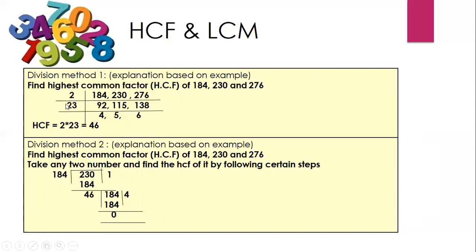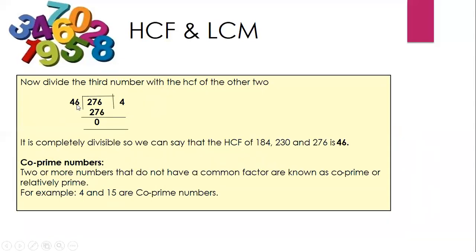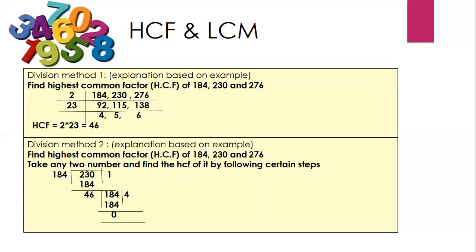Now if we are unable to get the 23, we can use the step method. For example, find the common factor of 184, 230 and 276. Take any two numbers. Then we take the first two numbers and divide the highest number by the lowest number. So 230 divided by 184 gives remainder 46. Now divide 184 by the remainder.